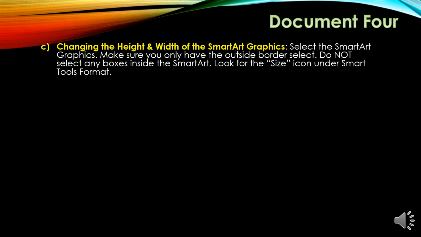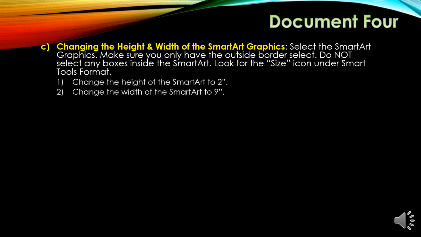On the fourth document, you are going to be changing the height and width of the SmartArt graphics. Select the SmartArt graphic. Make sure you have only the outside border selected. Do not select any boxes inside the SmartArt. Look for the size icon under SmartArt Tools Format. Change the height of the SmartArt to 2 inches. Change the width of the SmartArt to 9 inches.